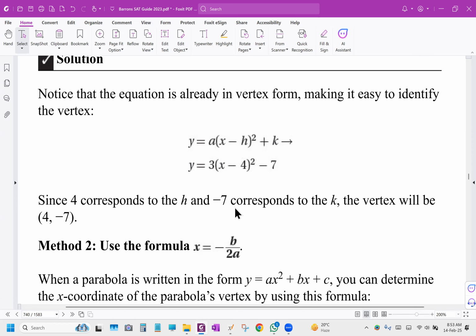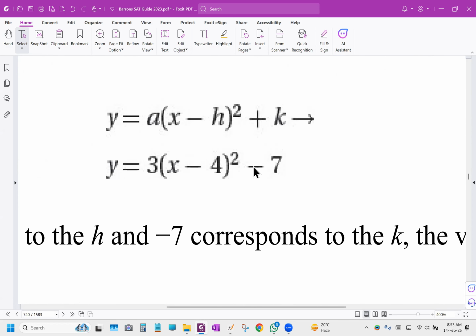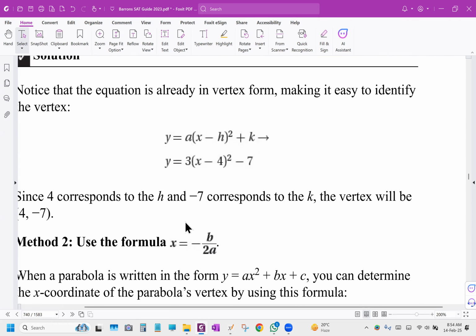I'm just asking you that in this x minus 4 whole squared, you can see the 4 has the negative sign, right? Yeah, the 4 has the negative sign. But then it's positive 4. So why does h have this positive 4? Why is the value of h becoming positive 4? Why?